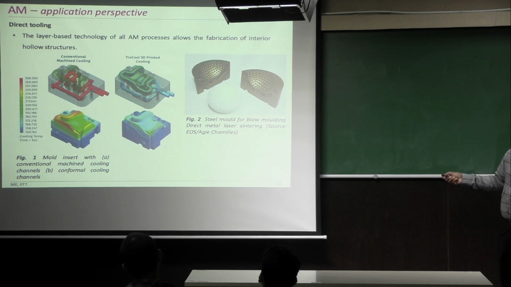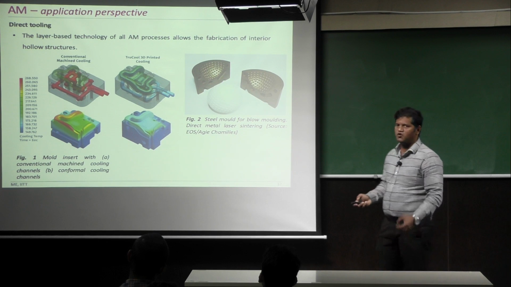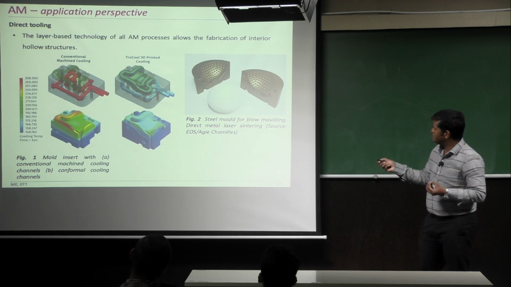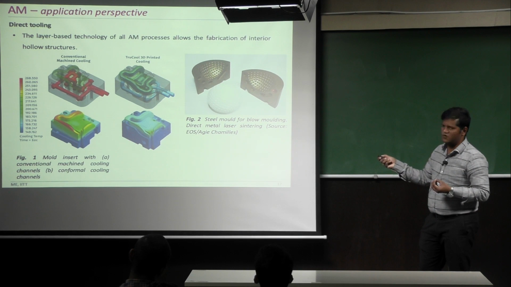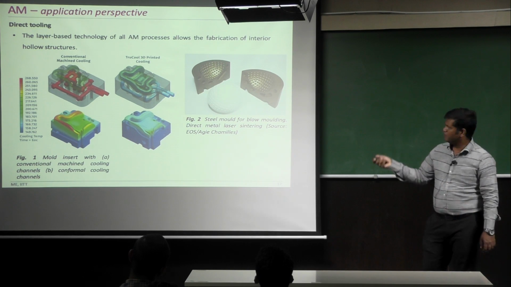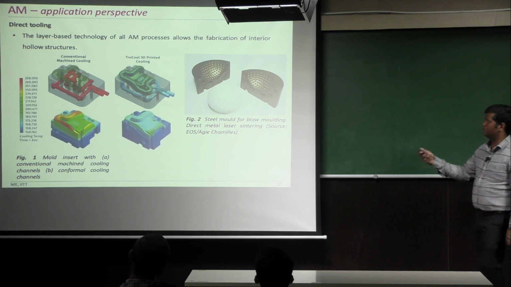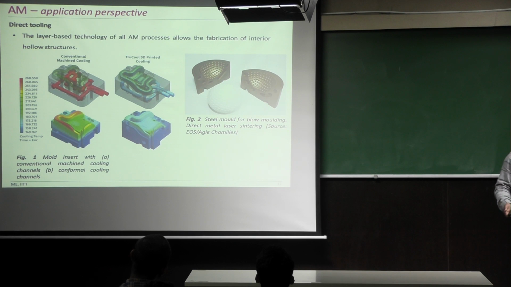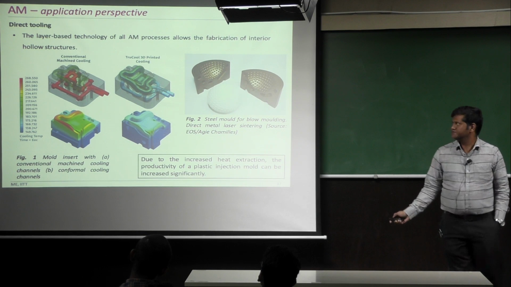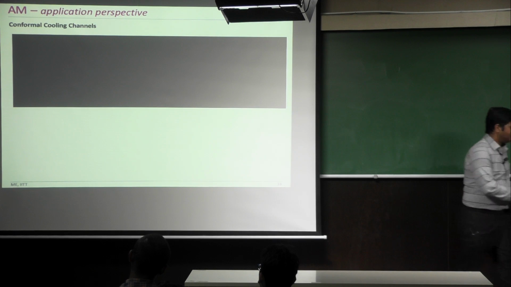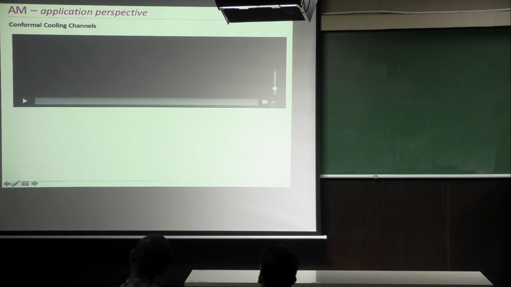And this is one more example. This is a steel mold for manufacturing golf balls. So you can see the cooling channels here within this mold. We can manufacture this by using the DMLS process, direct metal laser sintering. Okay. So just for some information, this video gives you some brief information about the conformal cooling channels.